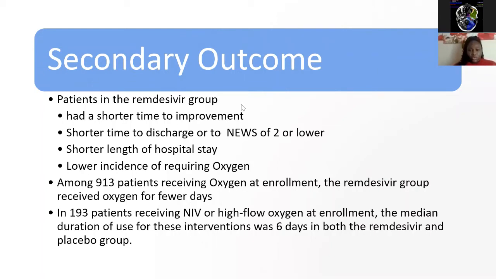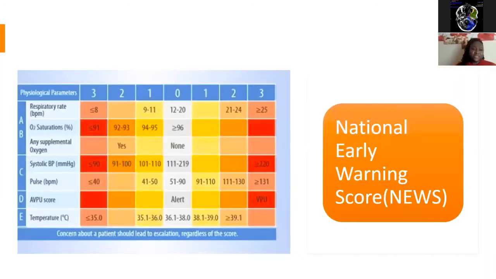I'm seeing a question asking what the NEWS score is, so I'll just go back. Basically the NEWS score is what all hospitals in the United Kingdom are using. It's just like vital signs, the way we say vital signs in Nigeria. It's composed of vital signs, but the thing is that they add it together. The full meaning stands for National Early Warning Score. So it's a list of parameters that are added up, and the higher the score, the more unwell the patient is.